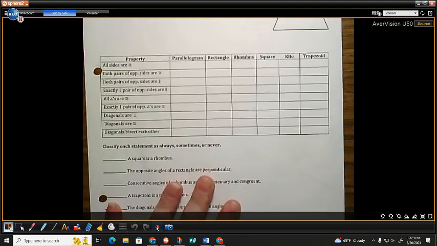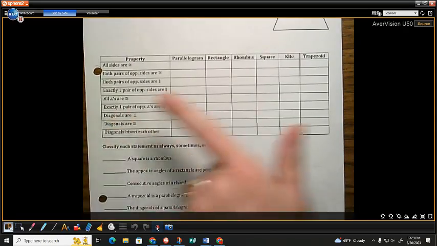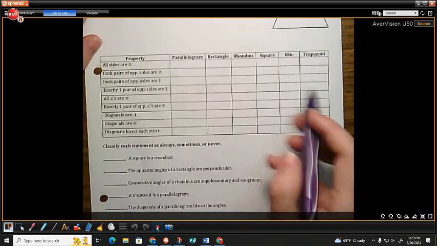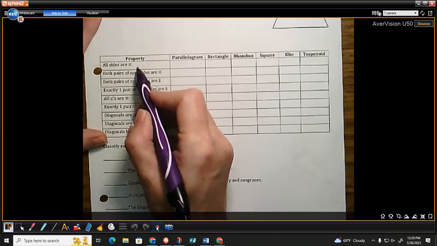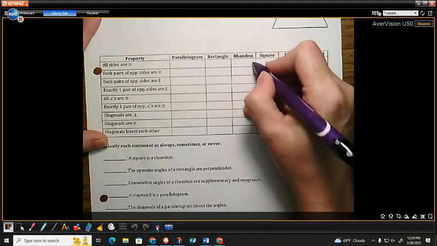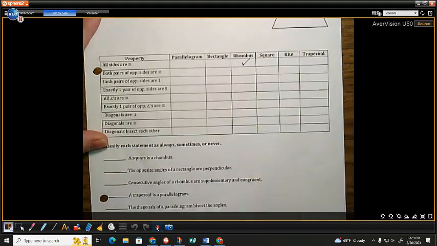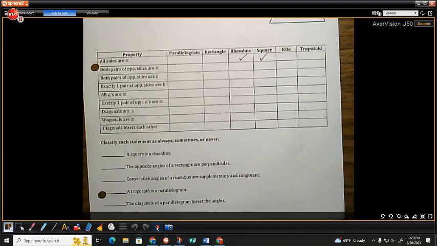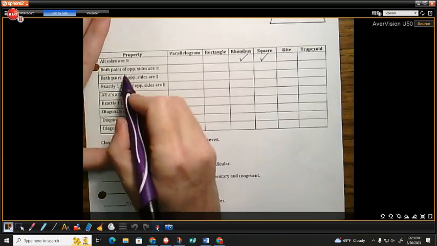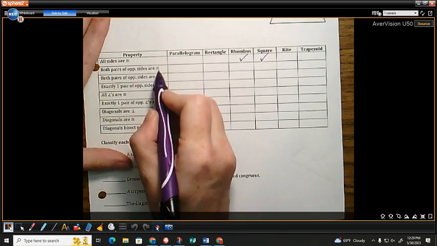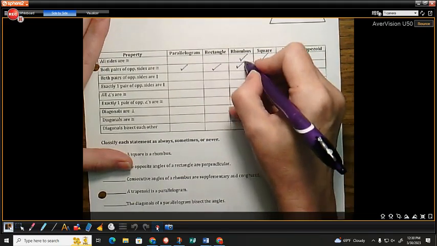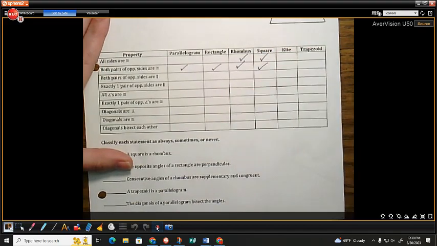Let's do this chart real quick. So here are all of the quadrilaterals we've discussed. Which ones can you check off that have all sides congruent? Square. All the rhombuses, which includes the squares. Okay. Which ones have both pairs of opposite sides congruent? Parallelograms, which includes rectangles, rhombuses, and squares.